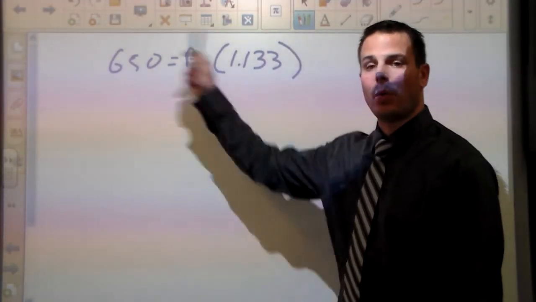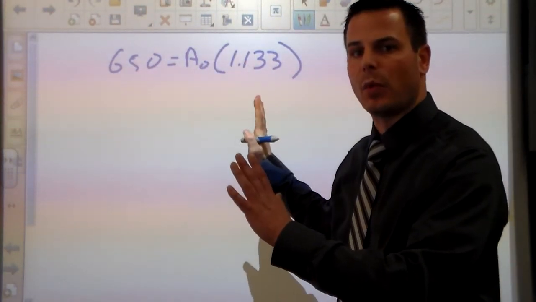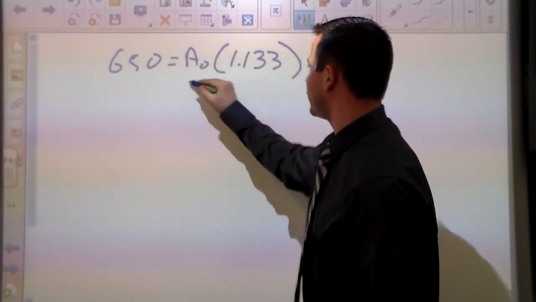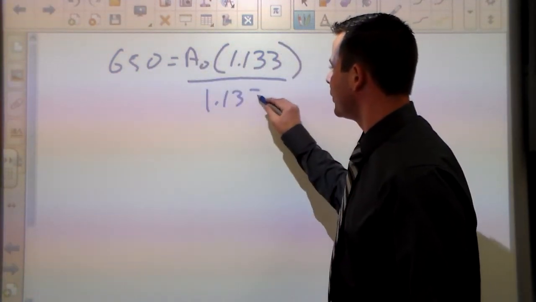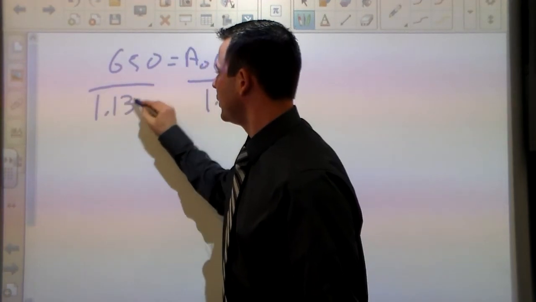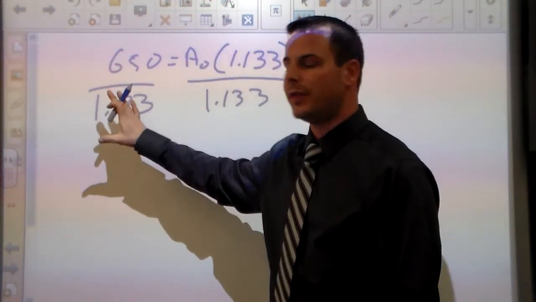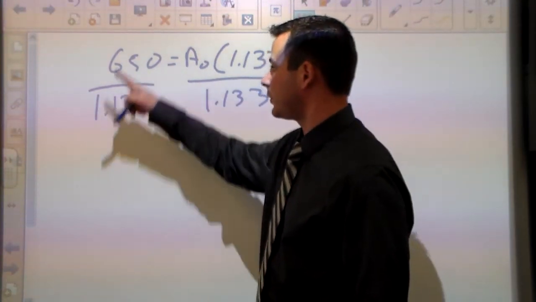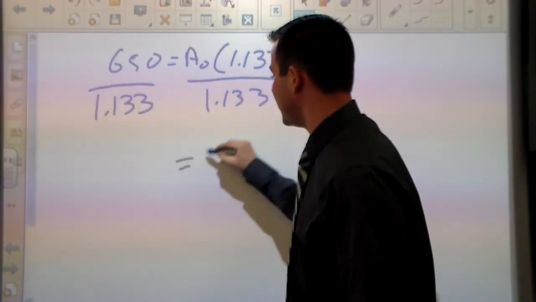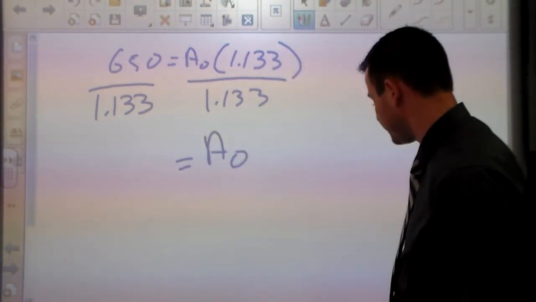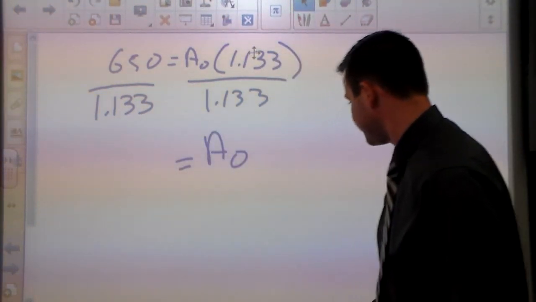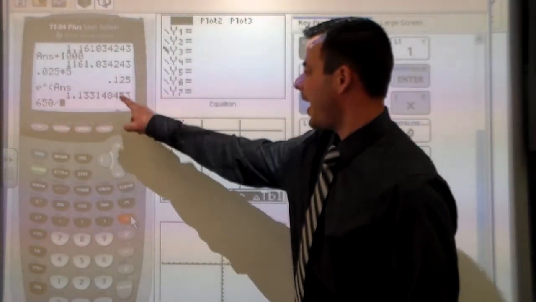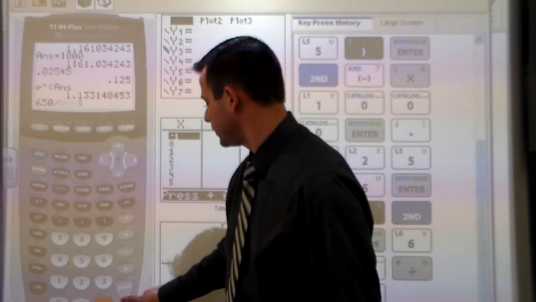So we just have to divide by 1.133. And this is simply to see what operation I have to perform. So A naught is equal to the quotient of these two. So I'm going to divide by 1.133. Again, I'm not using this number. I'm simply writing it to see what my procedure is. I'm going to use the answer function in the calculator. So 650 divided by answer is going to be my initial investment. So let's go back to the calculator and do 650 divided by that second answer.